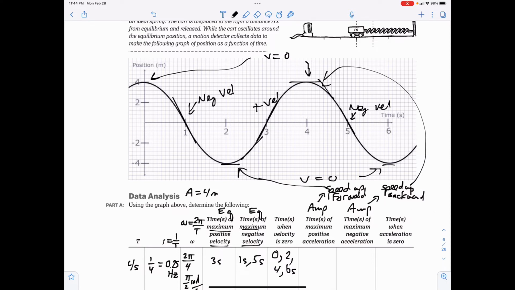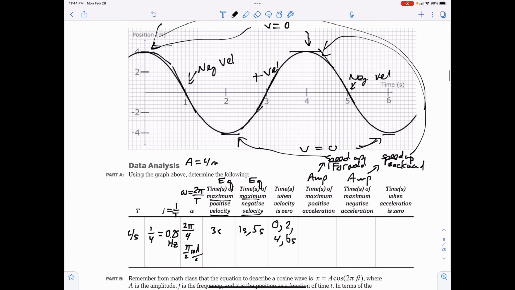Okay, so I'm seeing two of those. I'm seeing steep or flat to steep, so here and here, and then both of these two. So I'm seeing times of maximum positive acceleration at 2 and 6 seconds, right here and right here, basically at the bottom of the sinusoidal curve. And I'm seeing at 0 and 4 seconds, times of maximum negative acceleration.